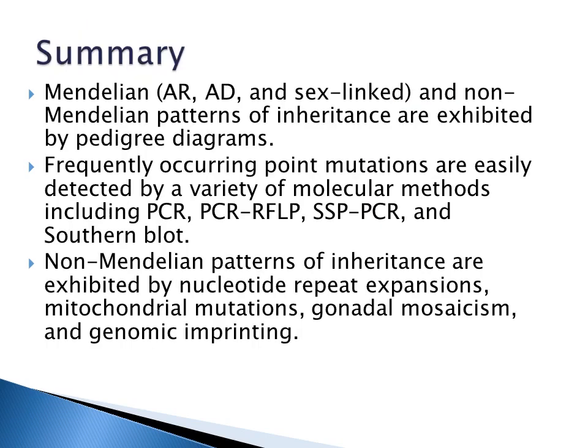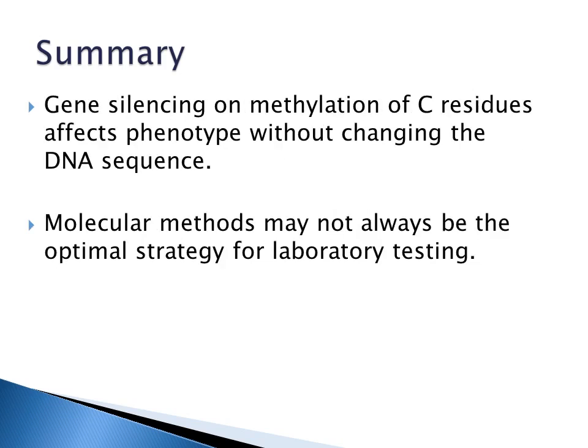In summary, Mendelian, including autosomal recessive, autosomal dominant, and sex-linked, as well as non-Mendelian patterns of inheritance, are exhibited by pedigrees. Frequently occurring point mutations are easily detected through various molecular methods, including PCR, PCR RFLP, SSP PCR, and Southern blot. Non-Mendelian patterns of inheritance are exhibited by nucleotide repeat expansions, mitochondrial mutations, gonadal mosaicism, and genomic imprinting. Gene silencing by methylation of C residues affects the phenotype without changing the DNA sequence, and although molecular methods are ideal for detection of DNA lesions, molecular analysis may not always be the optimal strategy for laboratory testing.